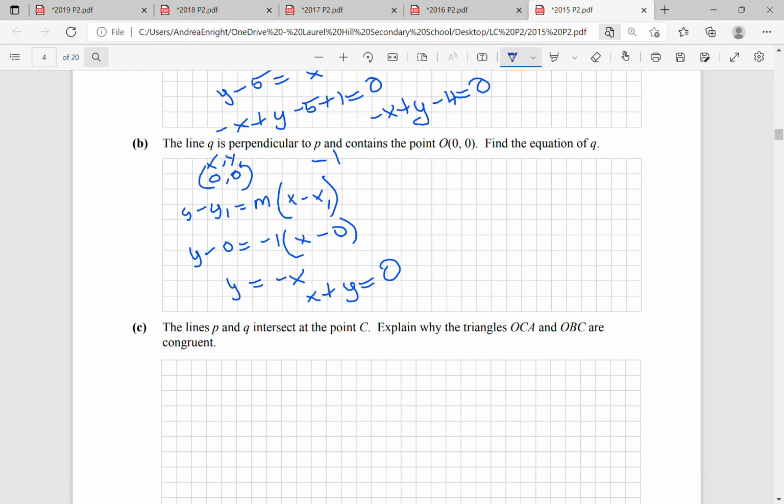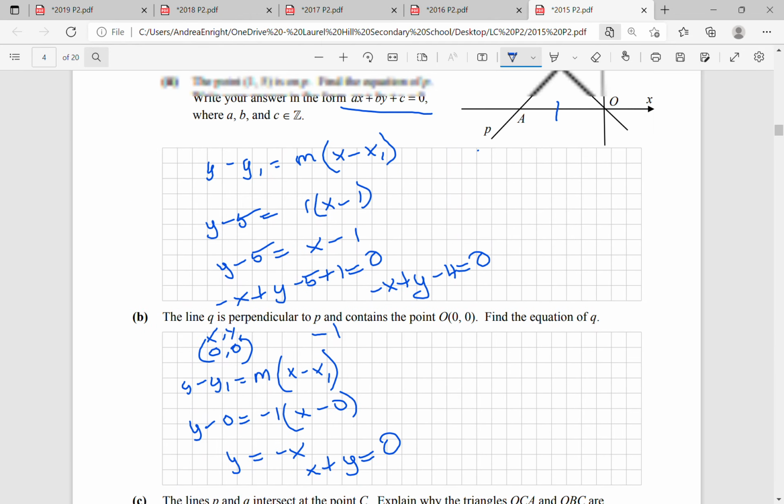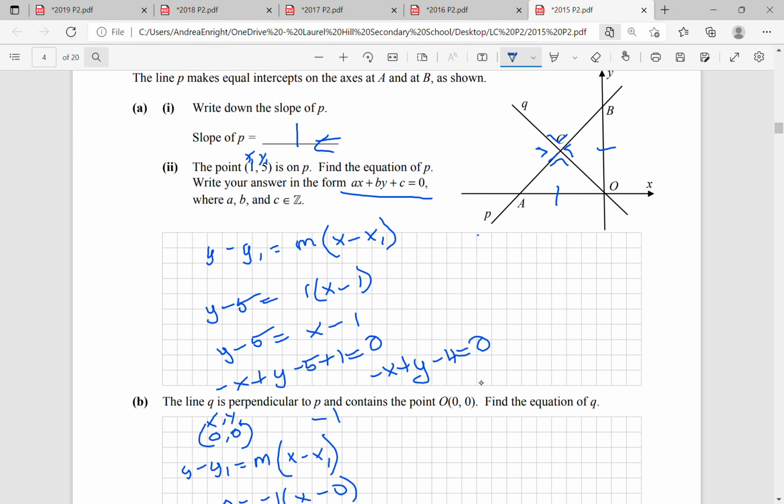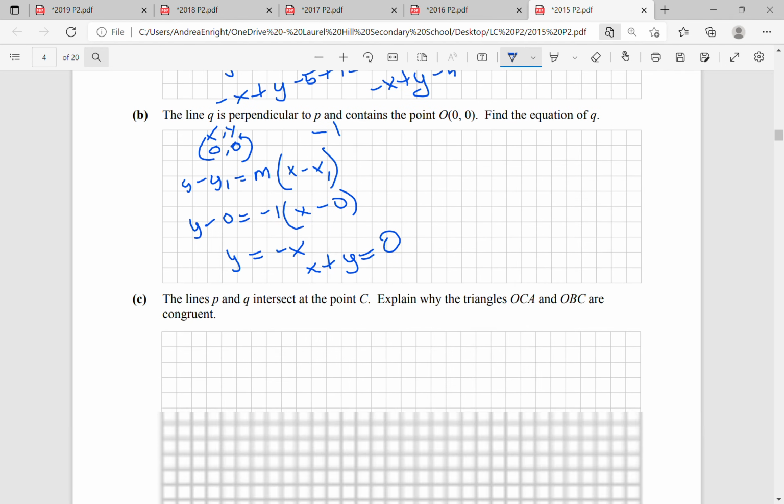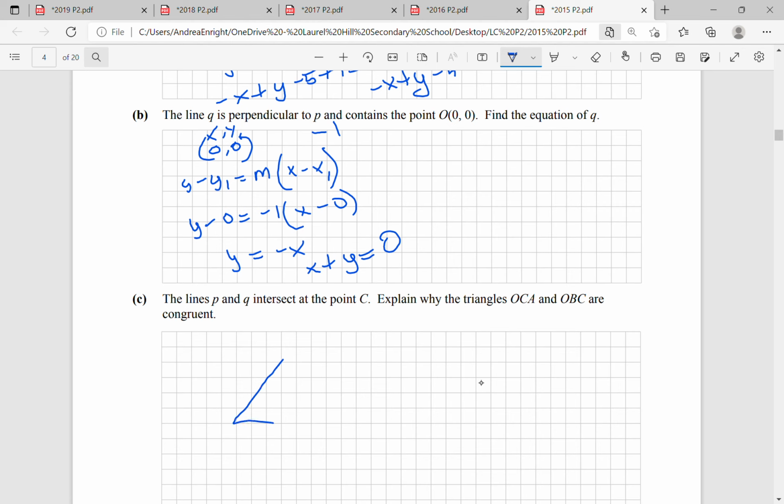The lines P and Q intersect at the point C. Explain why the triangles OCA and OBC are congruent. So look, there's triangle OCA and OBC here. I'm just going to draw them down here. One of them is here, and the other one is here. So this is OCA and OBC.